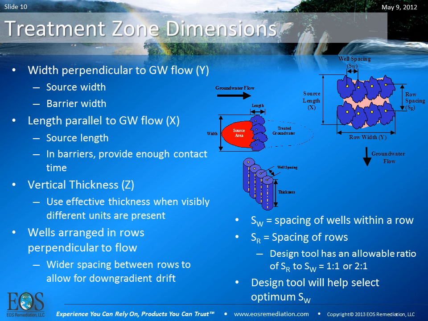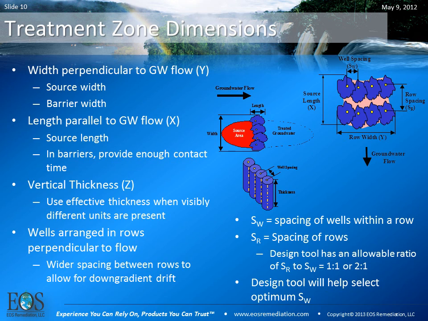Again, you'll arrange your wells in rows perpendicular to groundwater flow, wider spacing between rows to allow for down gradient drift. And so that's similar to the idea of a barrier. You space between your rows greater, and suddenly you end up with several barriers that are now intersecting either your source zone or your down gradient plume.